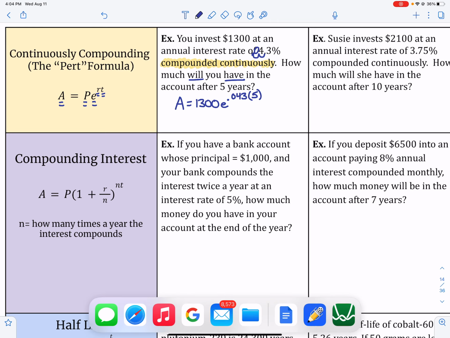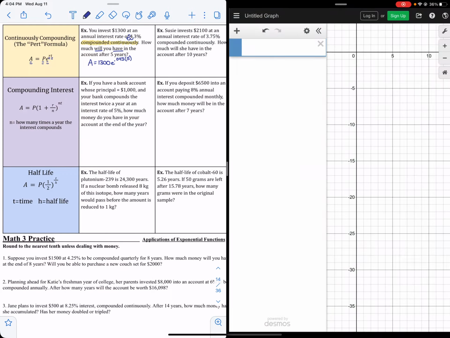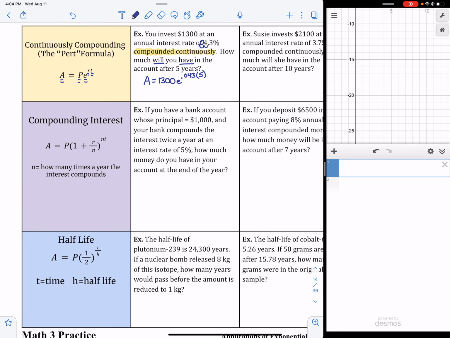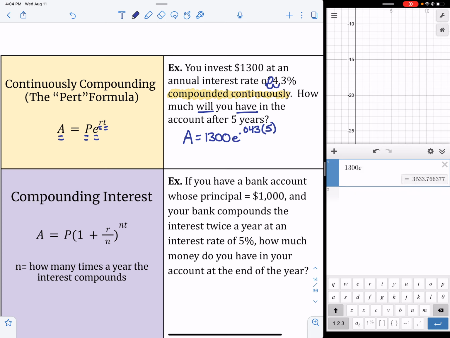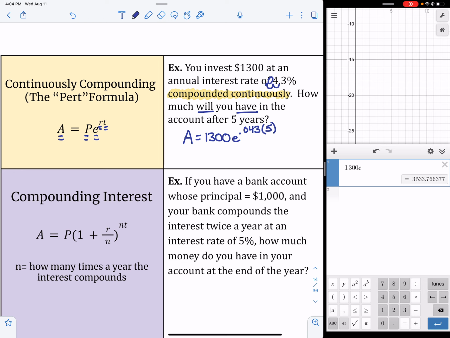Now let's type that in and see what we get. So you just type in 1,300. Don't put in A equals. You need the lowercase e. You can either type it here in the Desmos keyboard or on your laptop keyboard. And then hit that little A exponent B button.